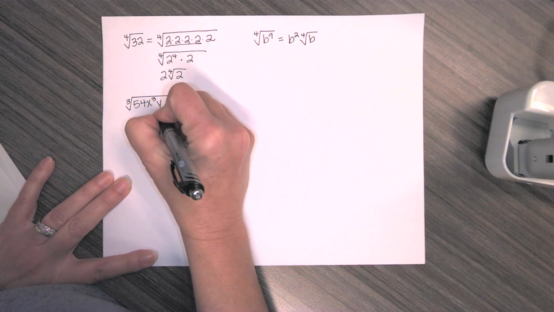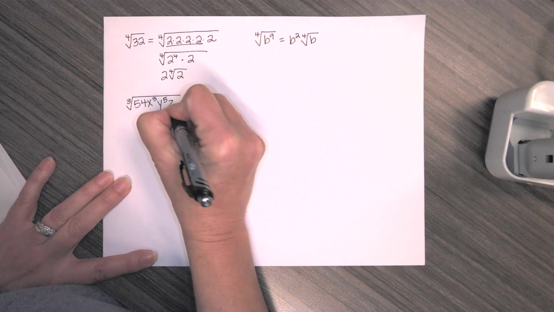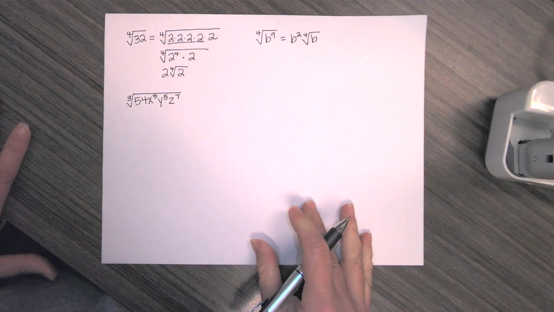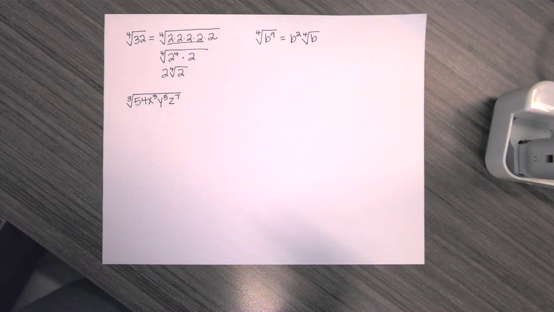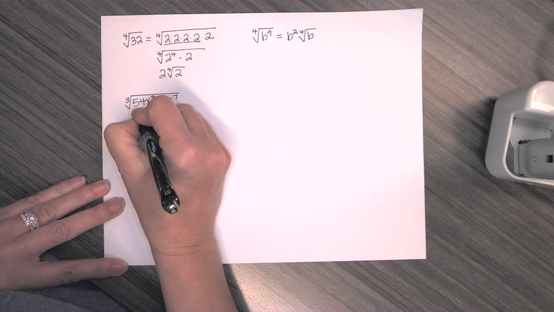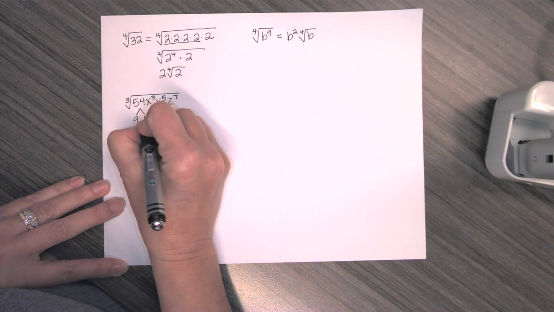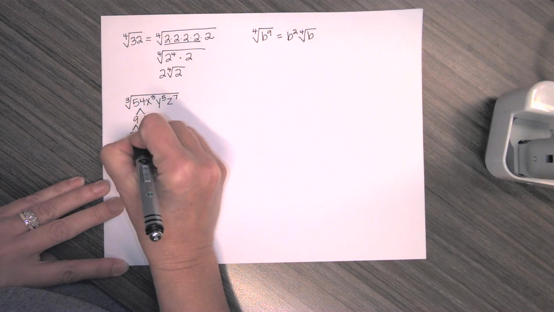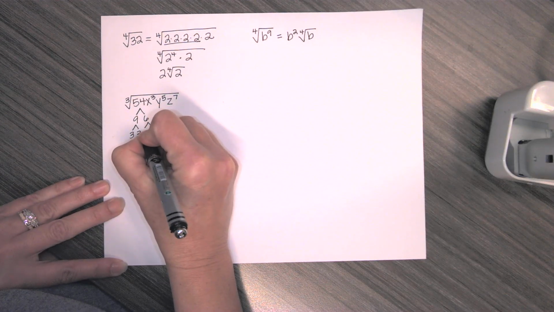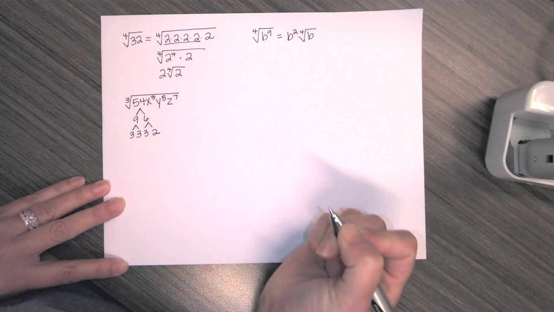The cube root of 54x cubed y to the 5th z to the 7th. Okay, I'm back to a cube root, so I'm looking for groups of 3. I'm going to break 54 down: 9 times 6, 9 breaks down to 3 times 3, and 6 is 3 times 2.